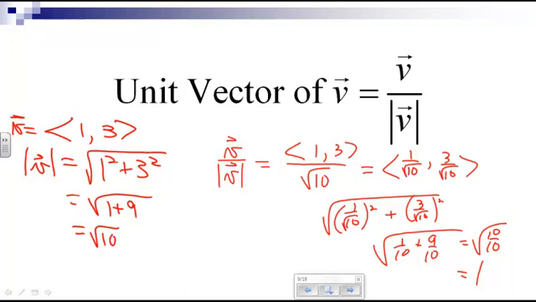I've eliminated the magnitude, what's left is only direction. Two vectors that have the same unit vector are going in the same direction. And that's slide number 9.